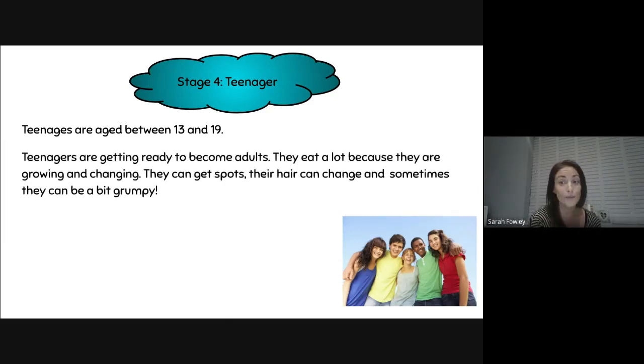They eat a lot because they are growing and changing. So if you have an older brother or sister that's a teenager, the reason that they're eating all the food is because they're growing so fast at the moment. They can get some spots, their hair can change, and sometimes they can be a bit grumpy.